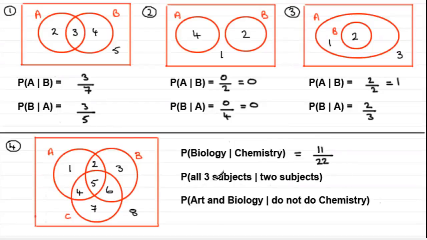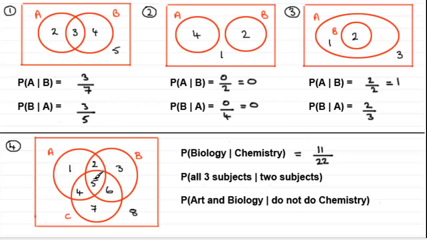Let's look at the next one. Probability of doing all 3 subjects given that someone does 2 subjects. Okay, so how many people do 2 subjects? Well, I haven't said 2 subjects only here, okay? So it's just doing those 2 subjects, given that they do 2 subjects. Now, that would be this 2 here. These 2 people do 2 subjects, art and biology. 4 people here do art and chemistry. 6 people here do biology and chemistry.